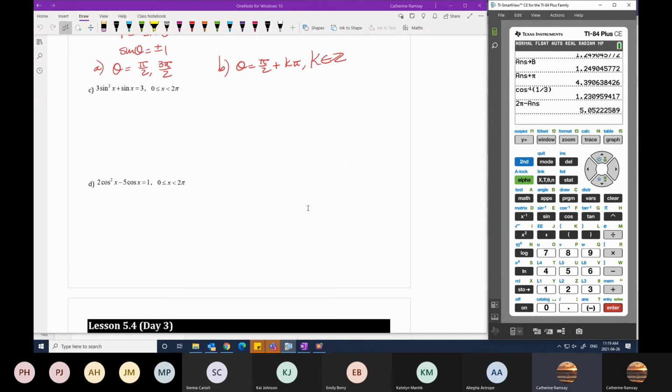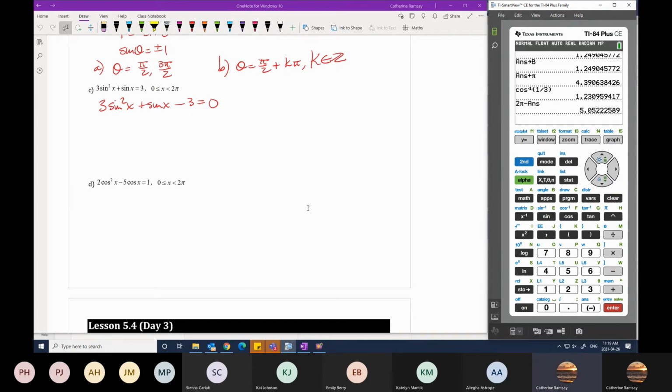3 sine squared x plus sine x equals 3. So I'm going to move the 3 over. So 3 sine squared x plus sine x minus 3 equals 0. And I'm going to try to factor this. So I try and I try and I try and I can't.